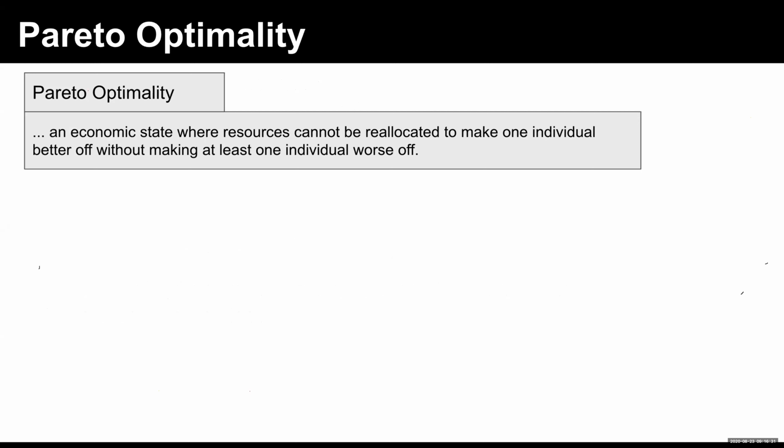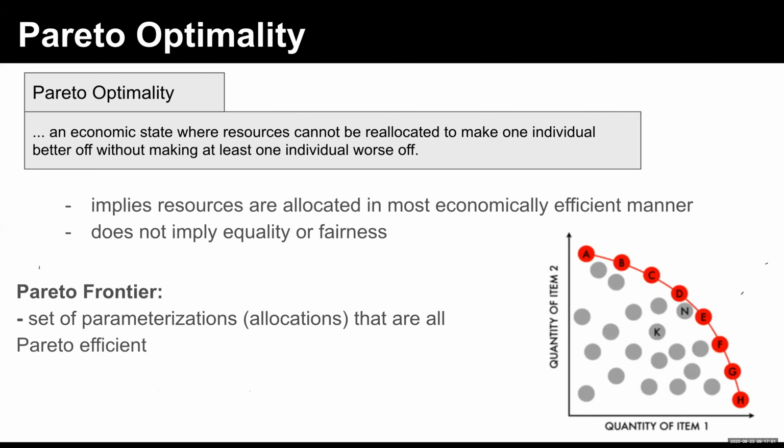I'm pretty sure a lot of you are familiar with this. Pareto optimality is an economic state where the resources cannot be reallocated to make one individual better off without making at least one individual worse off. So Pareto optimality is not just one solution. It's the set of all solutions wherein everybody is at the peak of where they could be. And if you increase somebody even further, you're going to hurt at least one other person. In a Pareto optimality sense, it implies that the resources are allocated in the most economically efficient manner.